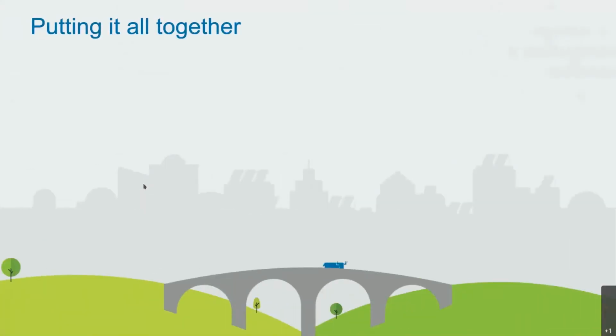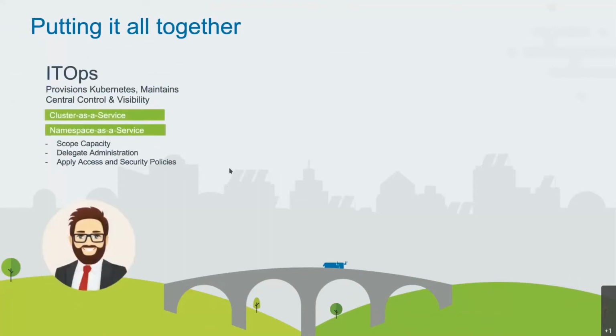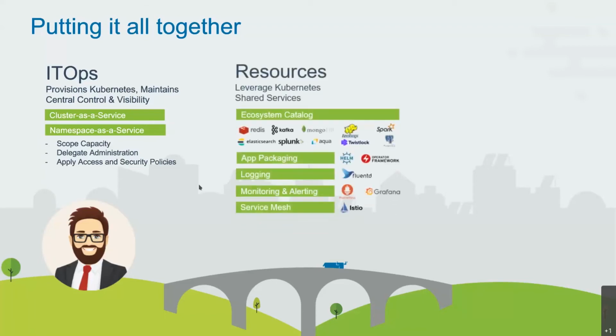So let me wrap it up, and then I'll get to the last part of the demonstration. I talked about IT operations, and they're responsible for provisioning Kubernetes, kind of like what I just did at the beginning of my session. They maintain the central control and visibility through a tool like Rancher, providing Kubernetes as a service, basically. They can define the capacity, the scope of capacity, delegate the administration, and apply the access and security policies. All of those things are done so that resources become available to the people that need those resources.